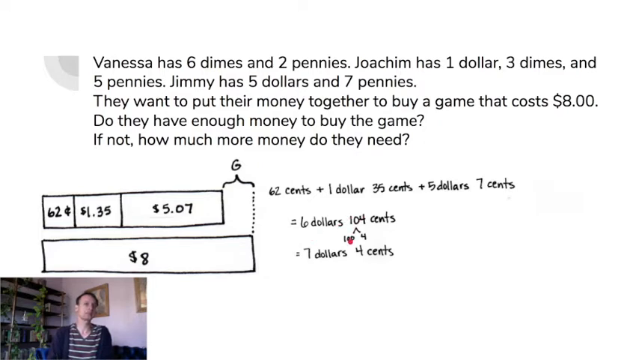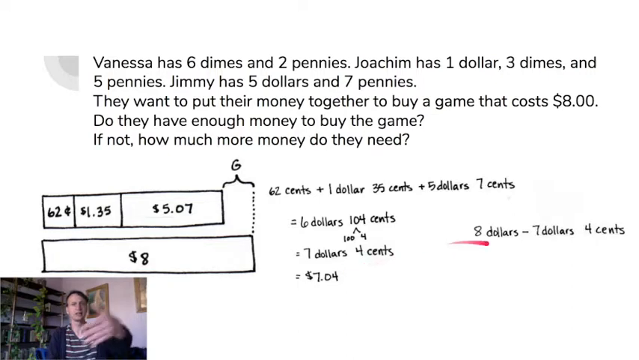Can you see a way of kind of looking at this? That it's going to be, oh, well, it's basically $1 minus 4 cents. So what's 100 minus 4? It'll leave 96 cents. So that is all they are shy. The $7, 4 cents they have, subtracted from the $8 they need.